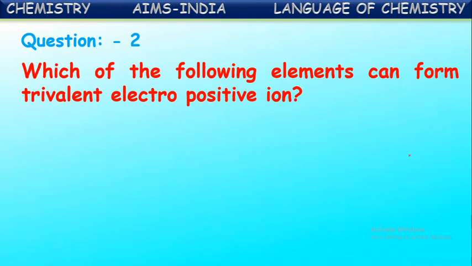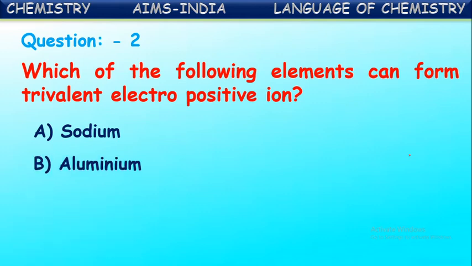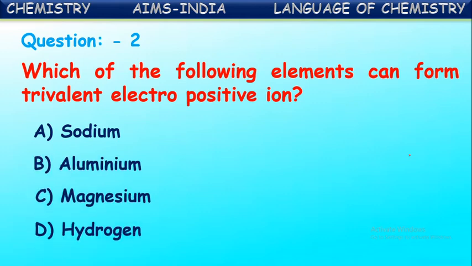Which of the following elements can form a trivalent electropositive ion? An element can form a trivalent ion when it has 3 valence electrons. So the element which has 3 electrons in its valence shell can lose those 3 electrons and hence form a trivalent electropositive ion. Let us see the options: sodium, aluminium, magnesium, hydrogen. See the number of valence electrons in each atom so that we can understand easily which can form a trivalent electropositive ion.